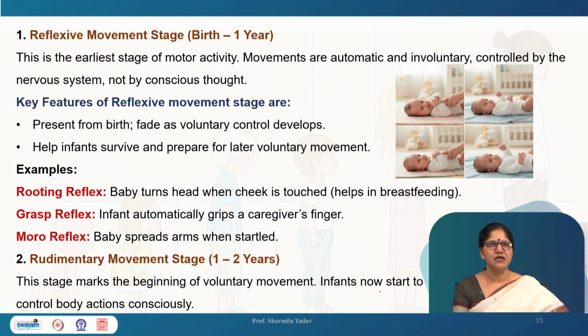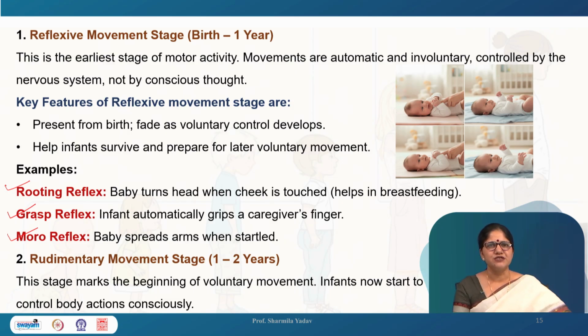For example, there are 3 reflexes: rooting reflex, grasp reflex, and Moro reflex. Rooting reflex: the baby turns the head when the cheek is touched, which helps in breastfeeding. Grasp reflex: the infant automatically grips a caregiver's finger. You must have seen this. As and when you hold his or her hands, they tightly grasp or grip. Moro reflex: babies spread their arms when startled.